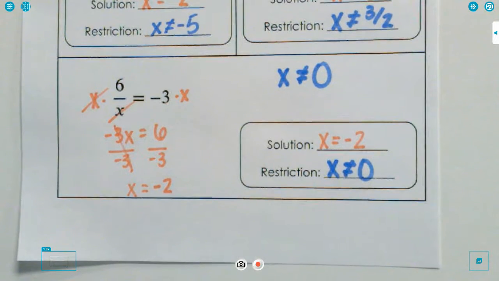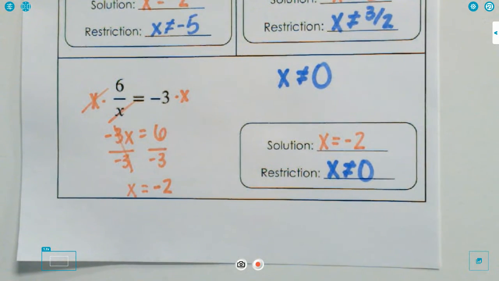There are 6 problems on your assignment. There is an answer bank. So make sure you use each answer from the answer bank once. There's 2 answer banks, one for solutions, one for restrictions.